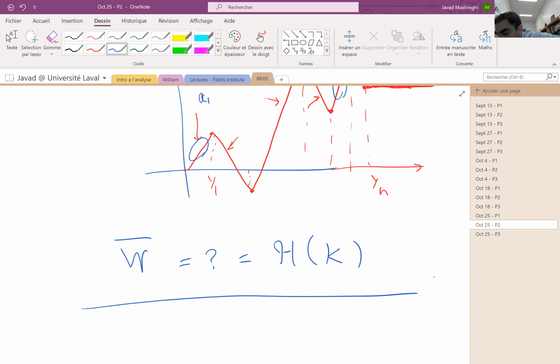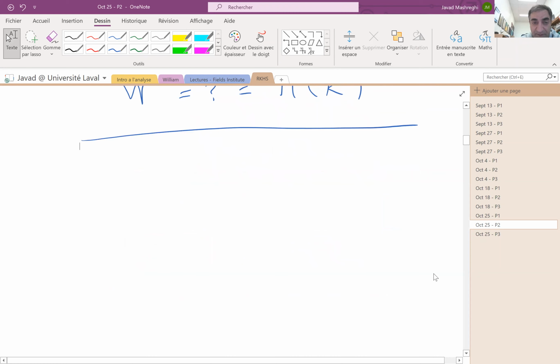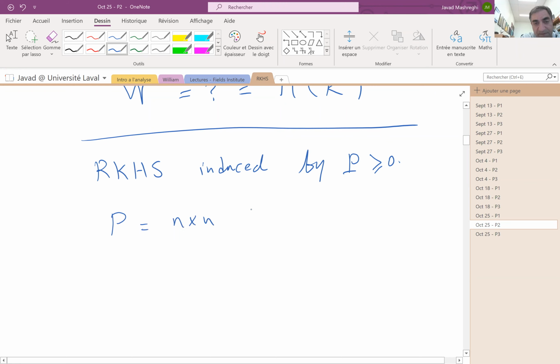The next example is RKHS induced by a positive matrix. So RKHS induced by P bigger than or equal to 0. P is an n times n positive matrix. It's written, but there is a reason I repeat it here. So P acts on C^n.